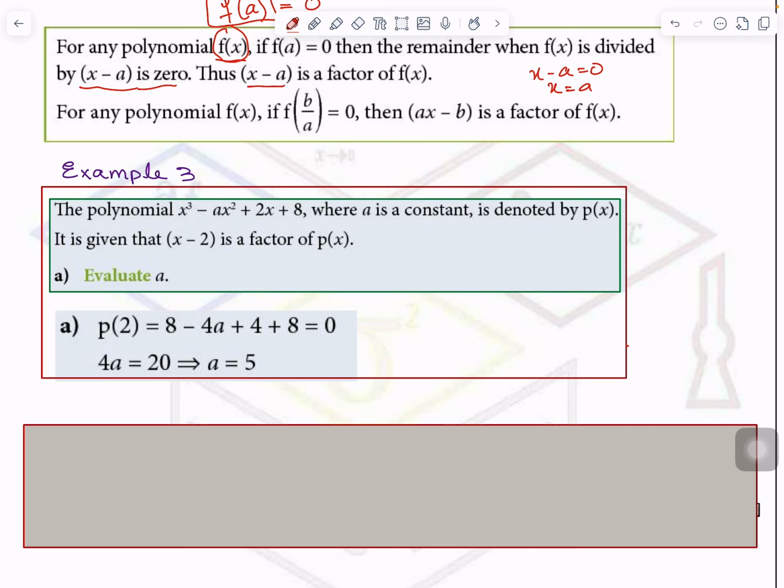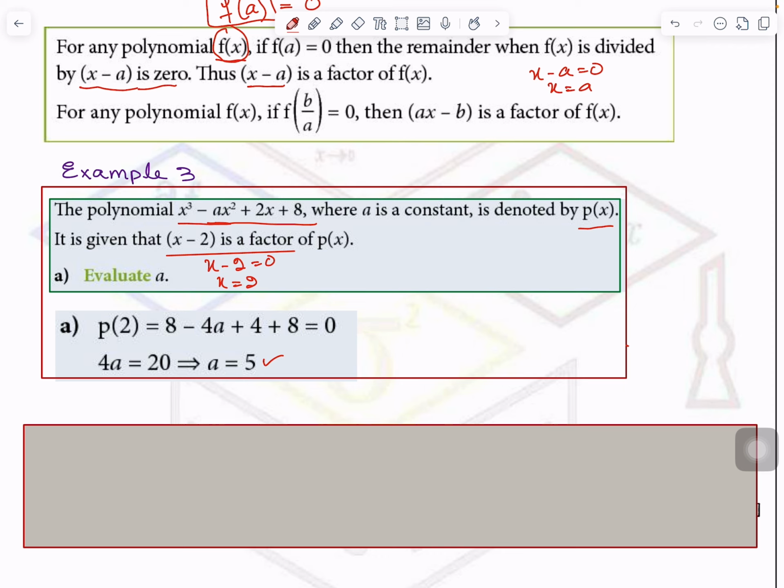Let's see one example here. In this polynomial, a is unknown and we are denoting it by p of x, and it is given that it is a factor. When a divisor is a factor, the remainder is 0. So you are doing the same thing. You put x minus 2 equal to 0. No need to write it in the notebook, you can do it in your mind and substitute the value here. You get a equals 5.